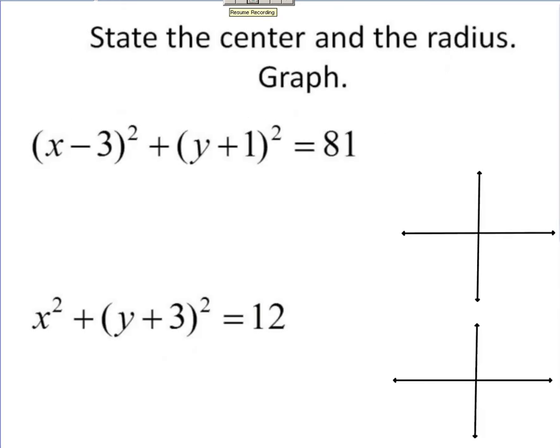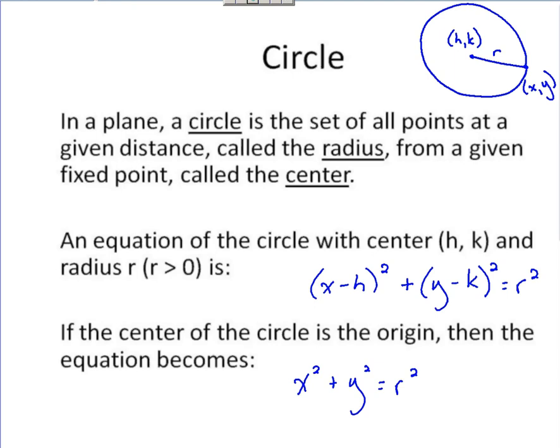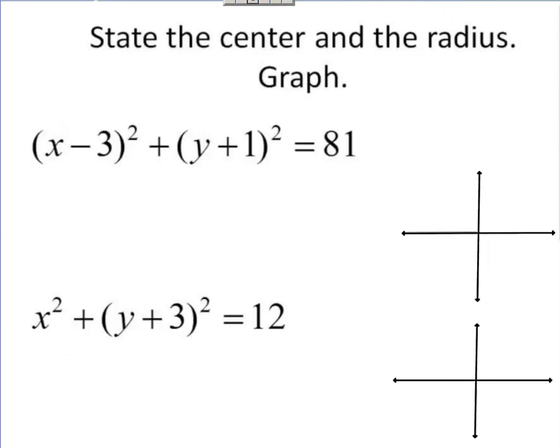We have to state the center and the radius and then graph it. So we know what our equation of a circle is, right? Got our equation of a circle right here. (h, k) represents the center, r is the radius. What's our center point going to be?